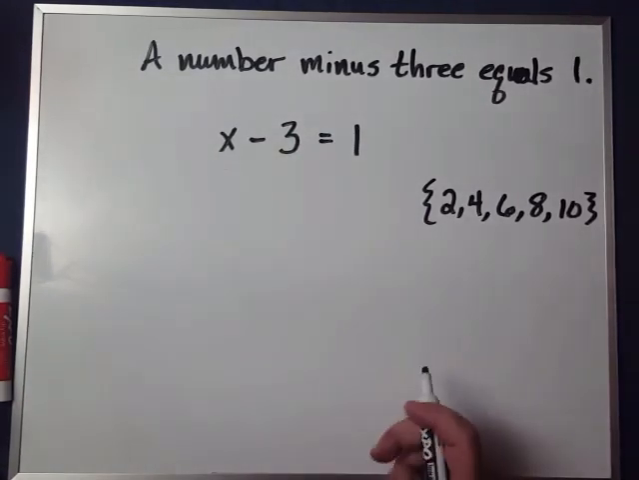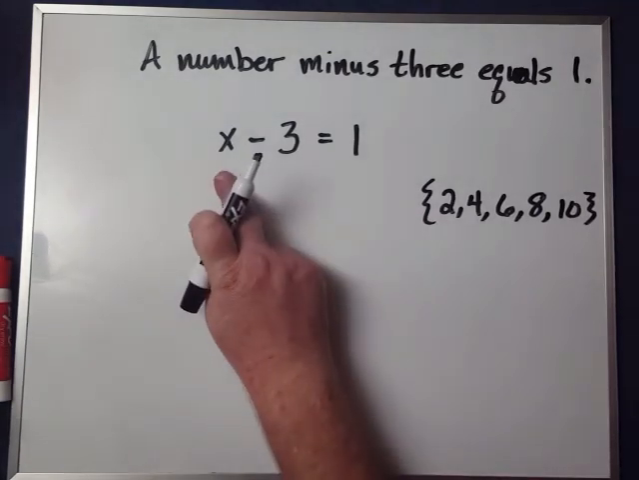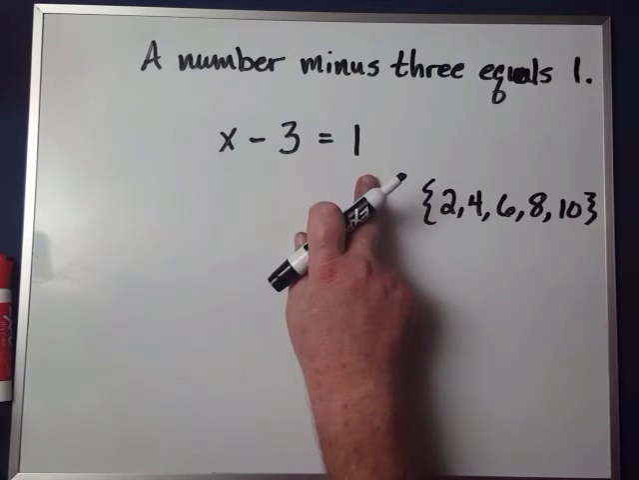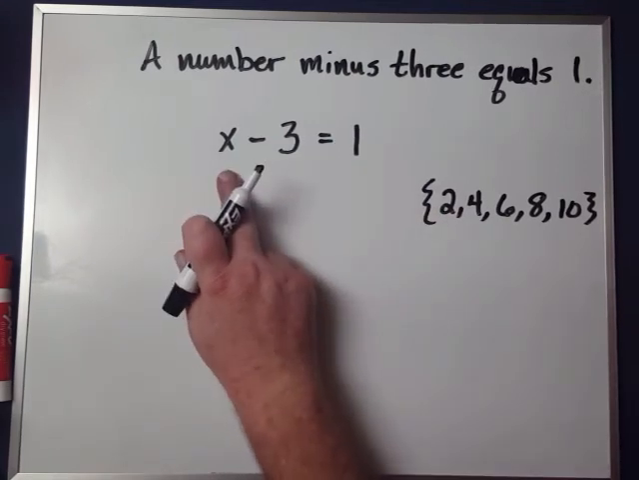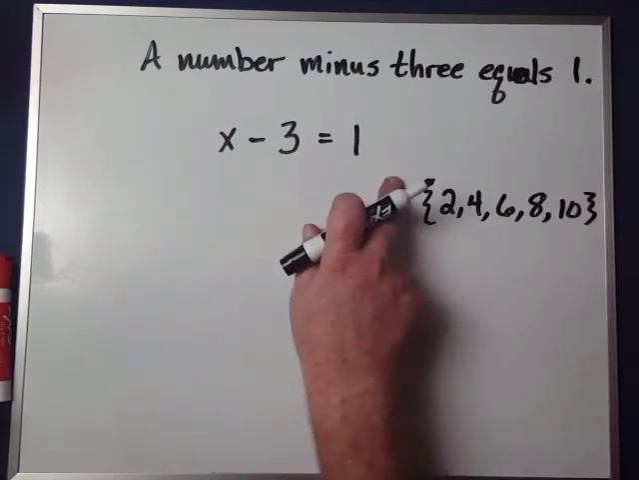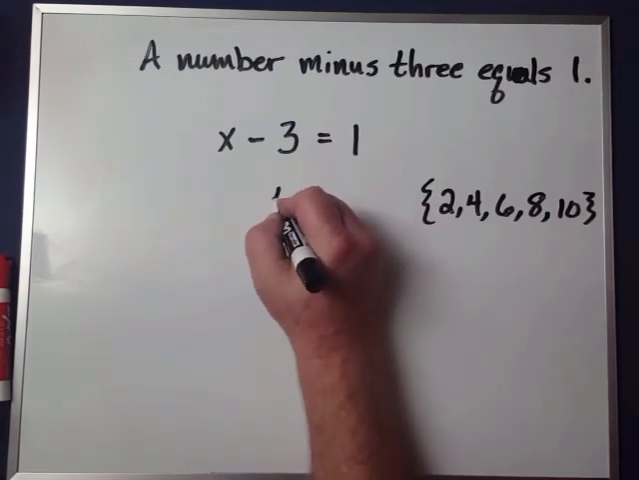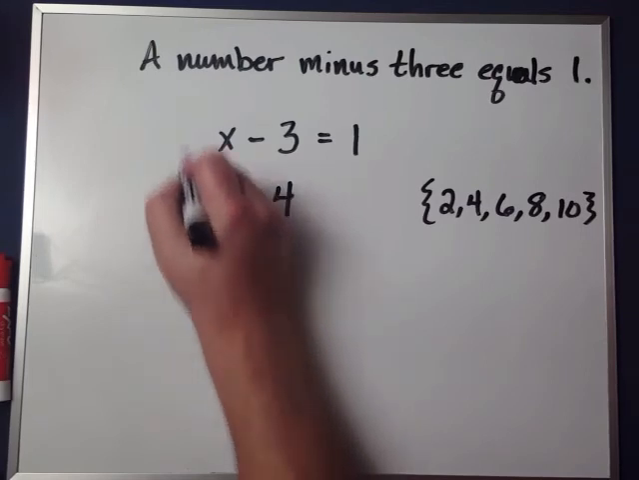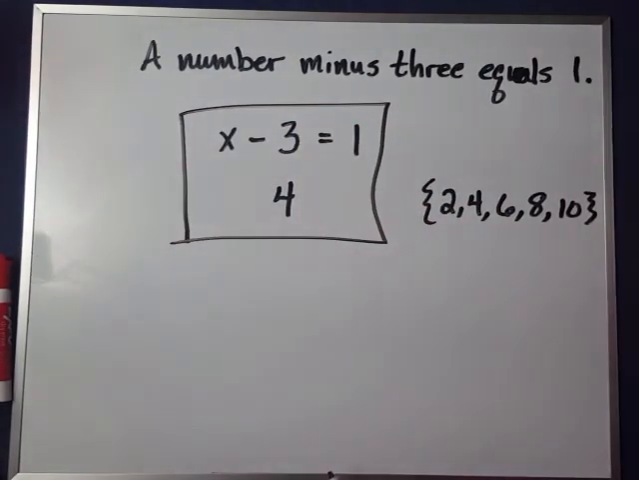I think we can do this one in our head. Plug 2 in for x. Does that give you a true statement? 2 minus 3 equals 1? No. Plug 4 in for x. 4 minus 3 equals 1? Yes. So my solution here is 4. We were asked to both translate and find that solution from this set. So we'll put a box around all of that.